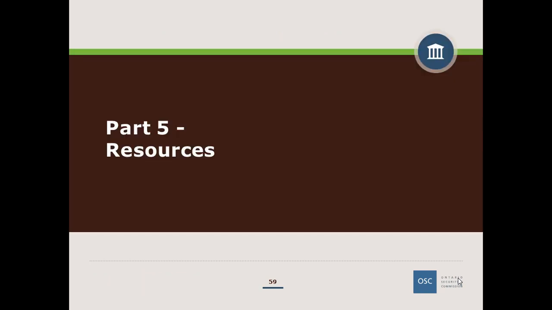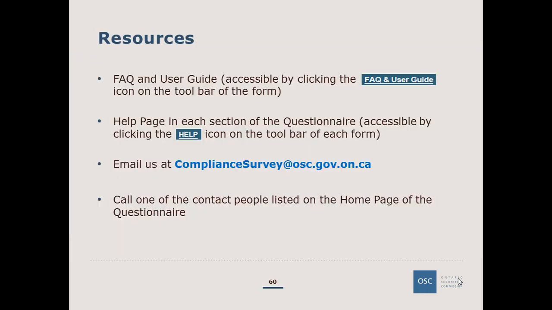This concludes my part on the Prospectus-Exempt Fund data collection. I will speak briefly over some of the resources that are available to you. We do have a frequently asked questions document and a user guide, which are accessible by clicking on the respective icon on the toolbar of the form. There is also a help page in each section of the questionnaire, accessible by clicking on the help button on the toolbar of each form. Of course, you can always email us at compliancesurvey@osc.gov.on.ca, and you can call or email any of the contact people listed on the homepage of the questionnaire.